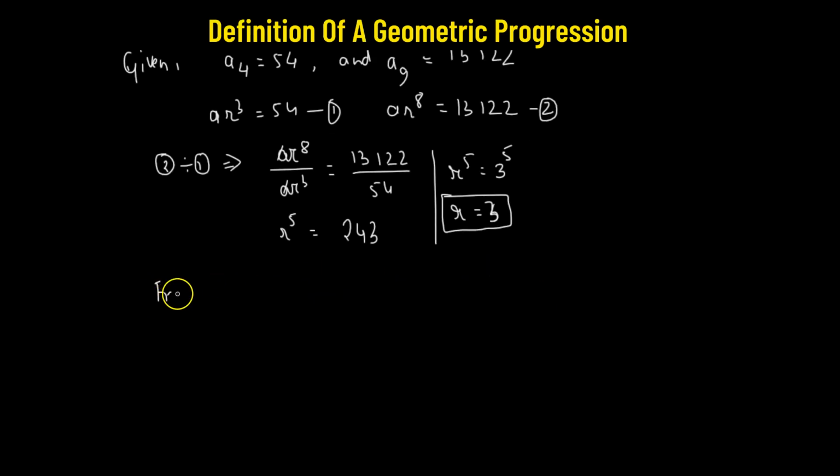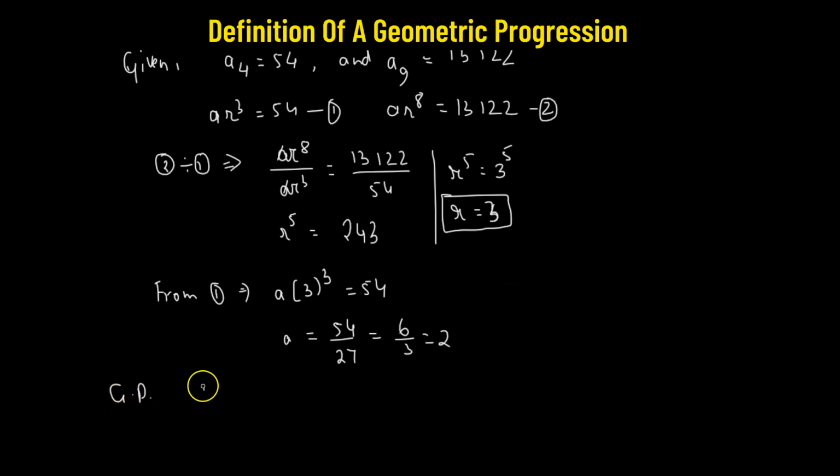So from equation number 1, we have a times r, which is 3 cubed, equals 54. So a will be equal to 54 divided by 3 cubed, which is 27. Or if we simplify it, then this is going to be 6 over 3. 9 times 6 is 54, 9 times 3 is 27, or simply 2. So that means our first term is 2. Now that we have obtained the first term as well as the common ratio, we can now find out the GP. So our GP will be, it's defined as the first term.